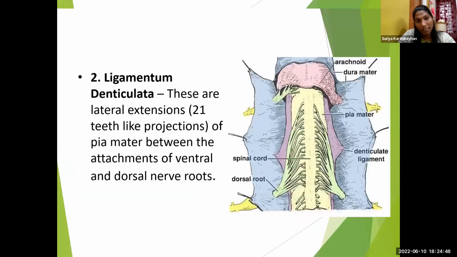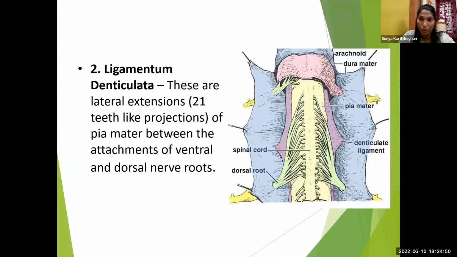The second modification is called the ligamentum denticulatum, or otherwise the denticulate ligament. What is the denticulate ligament? Denticulate means tooth-like projections. In this picture, this blue color is the outermost covering, the dura mater. This light pink color is the arachnoid mater, and this yellow covering is the pia mater, which encircles the spinal cord and is adherent to it.